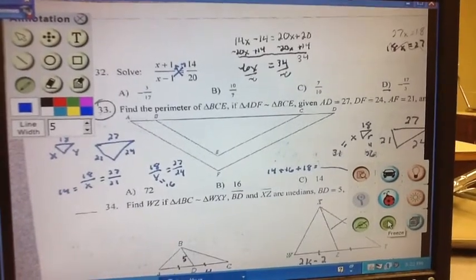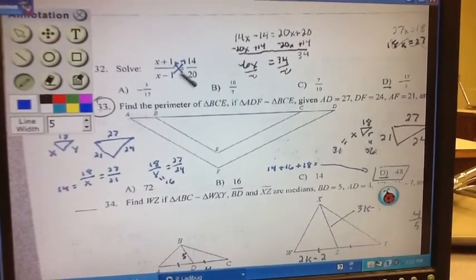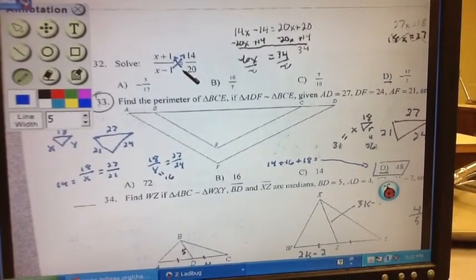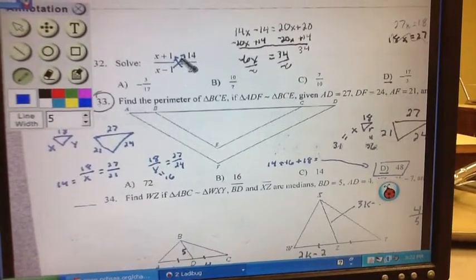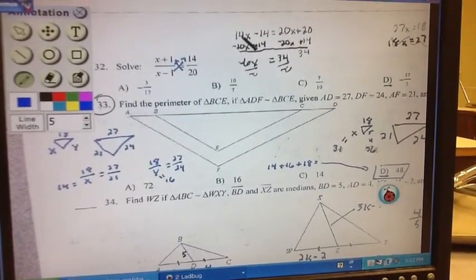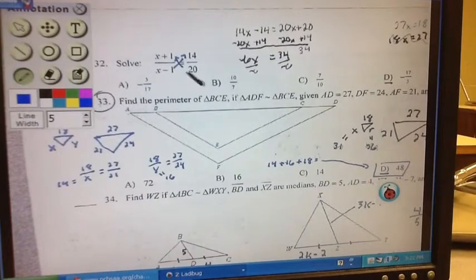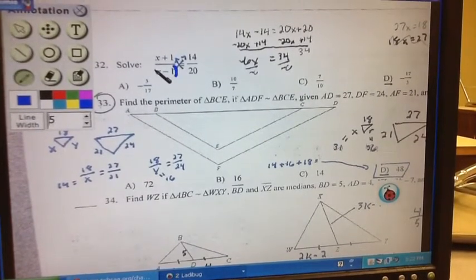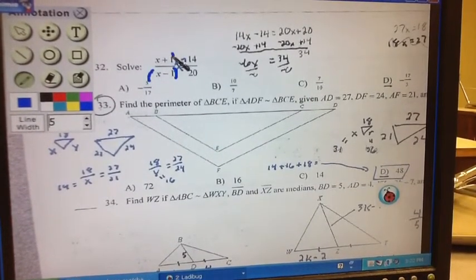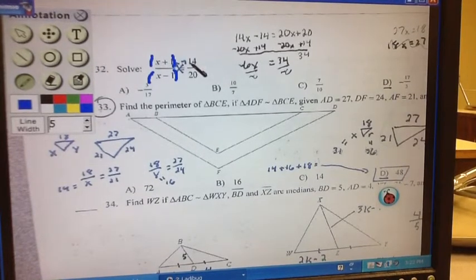Alright, now moving on to number 32. We're just given a simple cross multiply problem. You do 14 times x minus 1, which gives us 14x minus 14. Remembering you're writing this out the first time, you might want to put this in parentheses because that 14 needs to be distributed to the x and the negative 1.